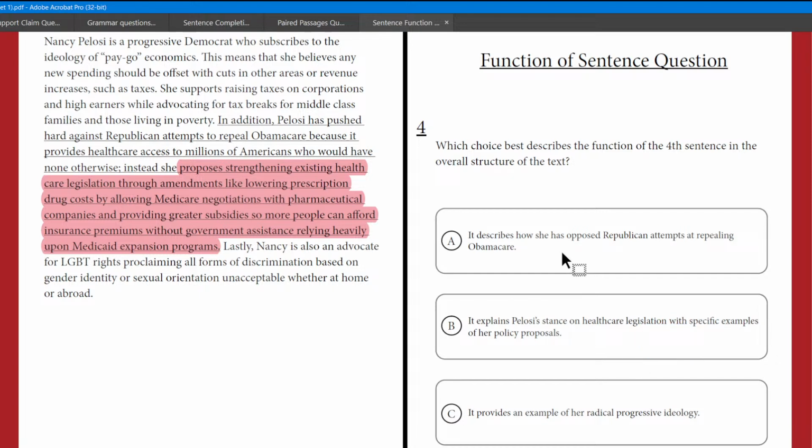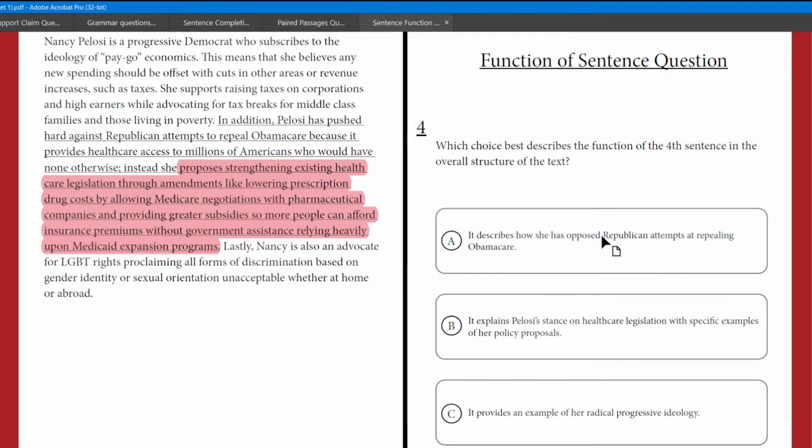Now, A, how she has opposed Republicans. She has pushed hard against Republican attempts. So careful with this too. Maybe the first part of this sentence matches with this and it's tempting, right? You're like, ooh, yeah, she pushed hard against Republican attempts. But also look at what it is. Instead she proposes. It's not saying how she's resisted what they've done to repeal it.